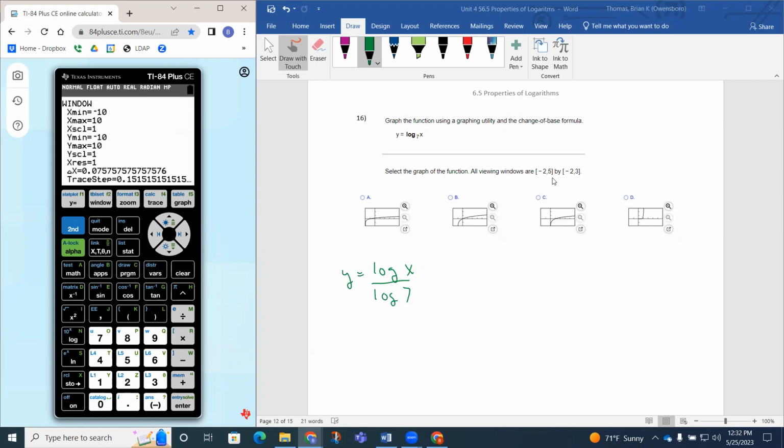So that's your -2 by 5, -2 by 5. And then the y-min is -2 by 3. So if I graph it again, it probably looks a little bit more like what they have there. So notice how it does look a lot more like C now.